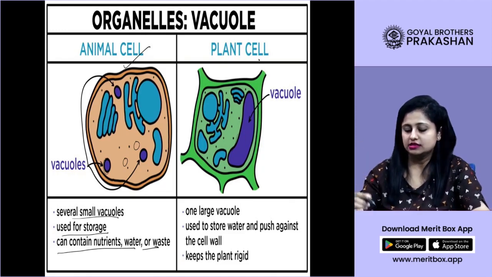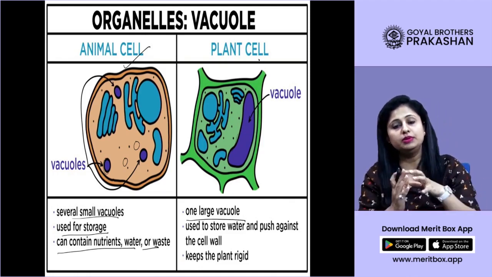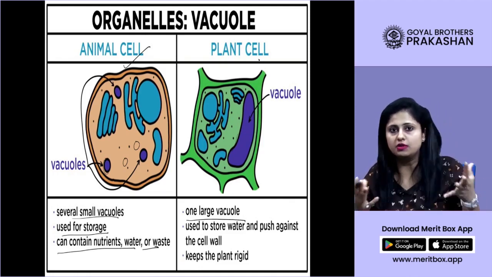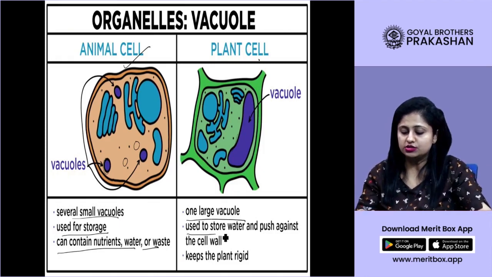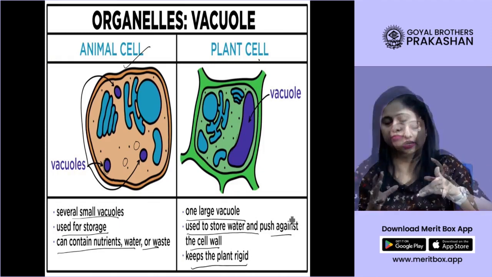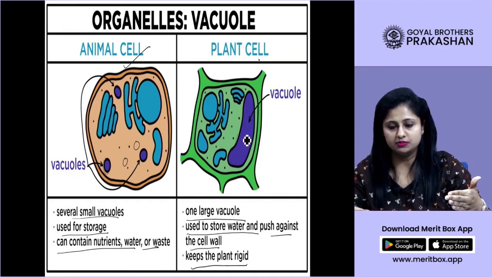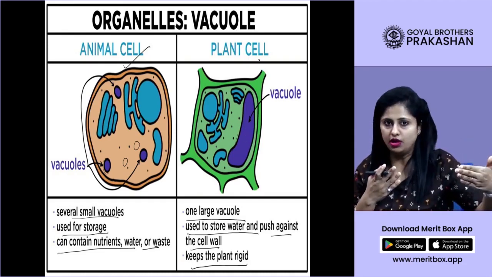In plant cells, there is only one vacuole present, and that one vacuole is very large or prominent. It is used to store water and push against the cell wall, and it keeps the plant rigid. Basically, it is pushed against the cell wall because it is very prominent. So, it basically presses the cell wall.